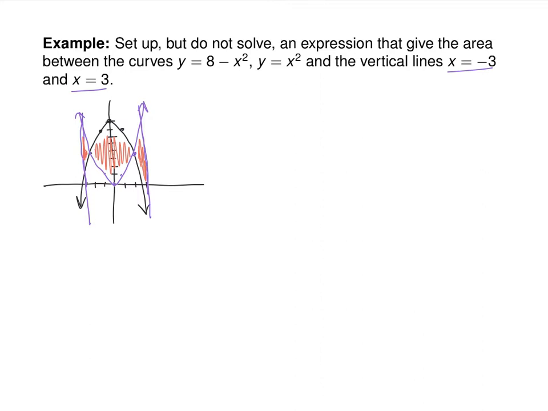So technically you have to break this into 3 pieces, but you could use symmetry to make the computation easier. So we'll discuss the basic setup, and then we'll discuss the symmetry bit. So first of all, you have the integral from negative 3 to negative 2. So that's this portion right there. So for that portion, the x squared is the curve above, and the lower curve is the 8 minus x squared.